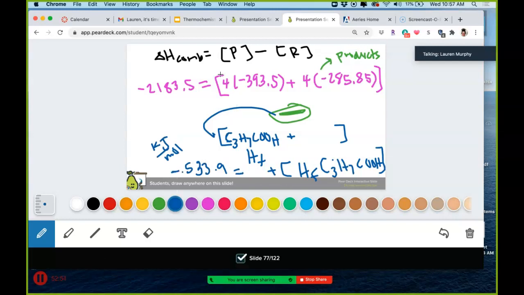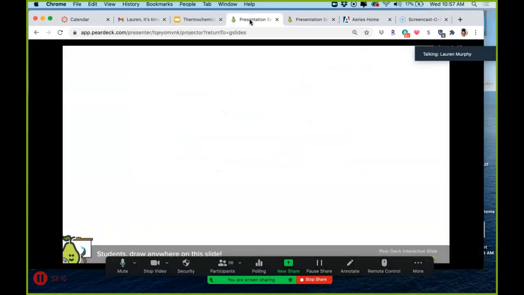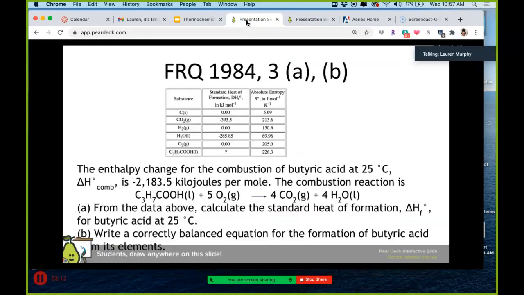And then again, Martin had asked if there was a 2 in front of this. Yes, whenever you get this number, you would have had to have divided it by 2, okay, to isolate the butyric acid by itself. All right, great job. So you just did part of an FRQ. Let's do the next part.